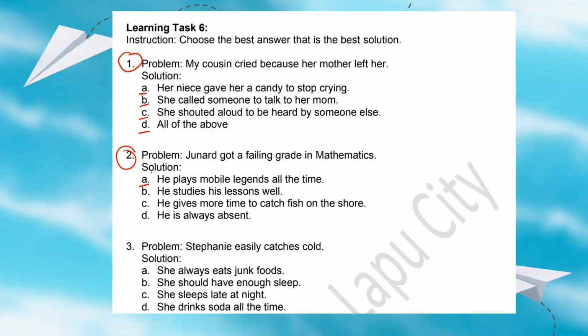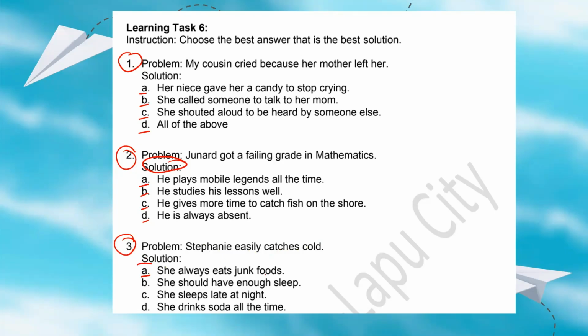A, he plays Mobile Legends all the time. B, he studies his lessons well. C, he gives more time to catch fish on the shore. And D, he is always absent. Remember, we are looking for the solution. 3, problem. Stephanie easily catches cold. Madali siyang sipunin. What should be the solution?